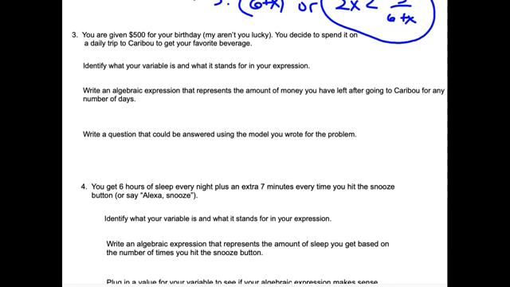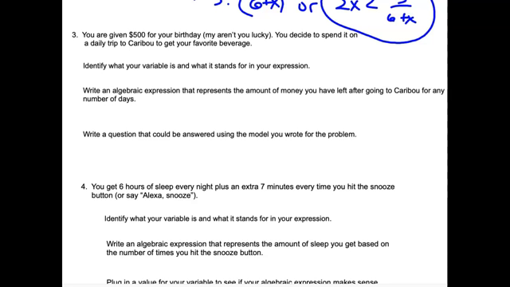Number 3, you get $500 for your birthday. Wow, lucky you. I never got $500. You decide to spend it on a daily trip to Caribou. You get your favorite beverage. Maybe this applies to you, maybe not. I'm not a big coffee drinker, but I see a lot of people drinking beverages like that on a daily basis, so it makes sense to me.